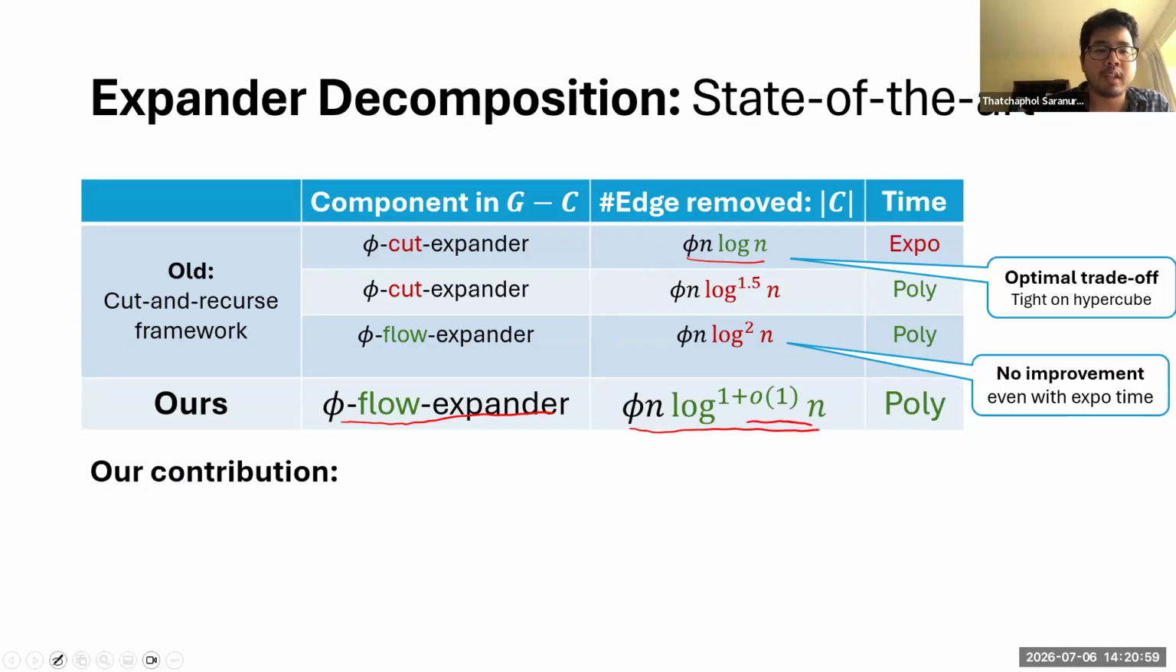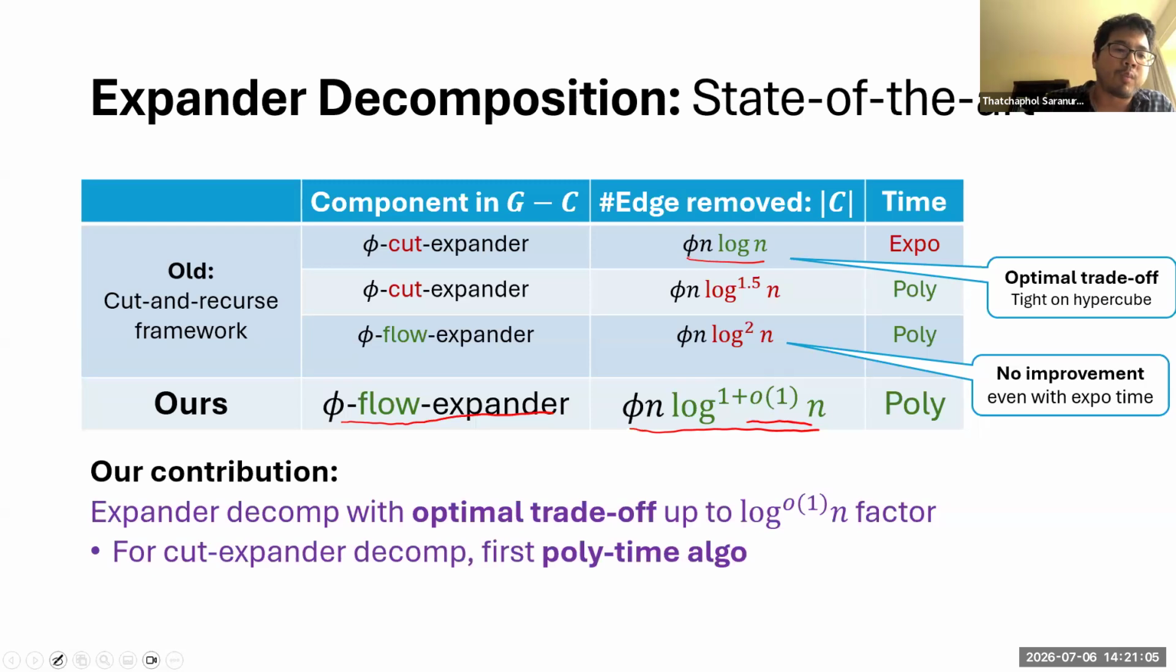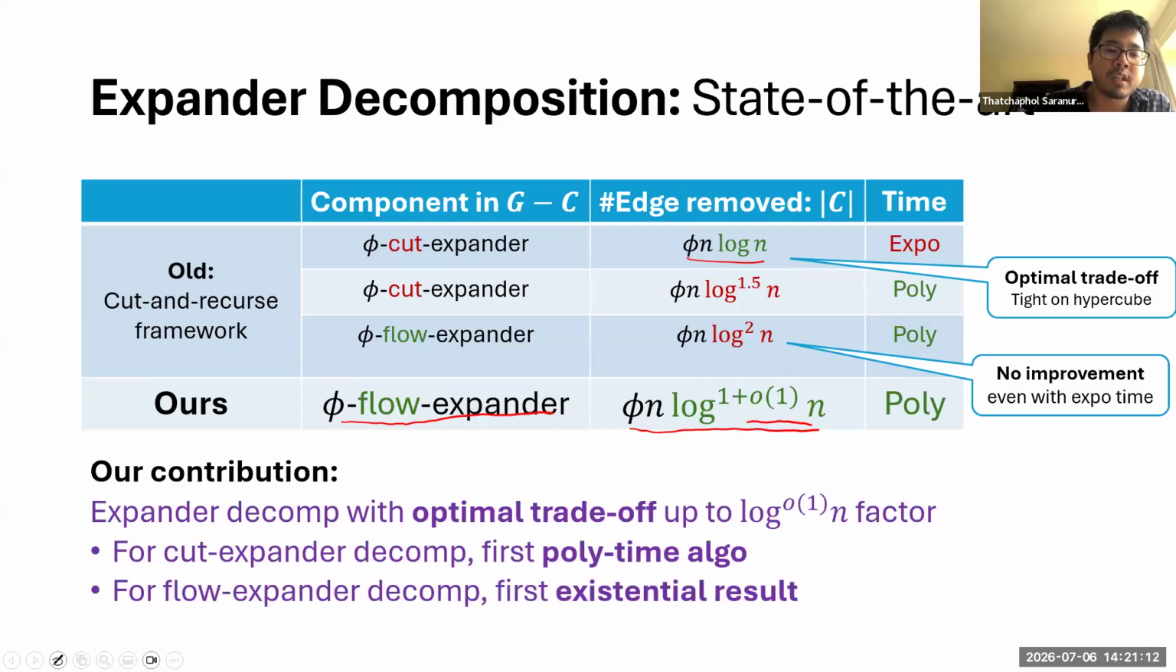So our contribution again is that it's a near optimal trade-off for expander decomposition. For cut expander decomposition, it's the first polynomial time algorithm. For the flow version, this is even the first existential result. Now I want to tell you a bit about the previous approach, why they suffer, why they cannot get near optimal bound.